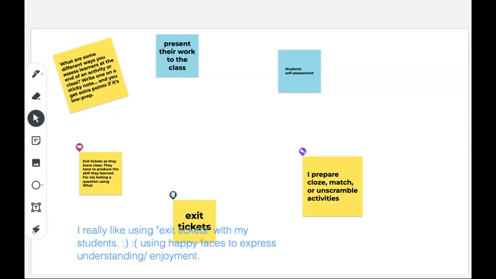Oh, present their work to the class. Nice. Student self-assessment and exit tickets. Wow, I think exit tickets are super popular. And I think it's a really good way to have people reflect on their own learning. Excellent. Thanks, everyone.